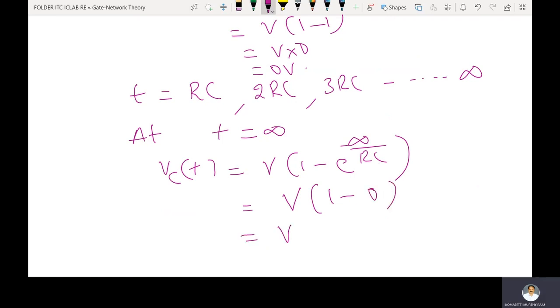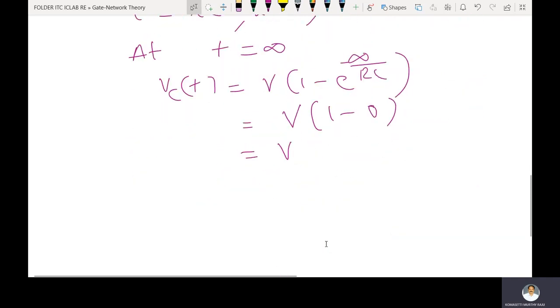Therefore, at t equal to infinity, the steady state condition has been reached. The instantaneous voltage across the capacitor is the source voltage. That is, Vc is equal to the source voltage. That means the capacitor is fully charged at t equal to infinity.